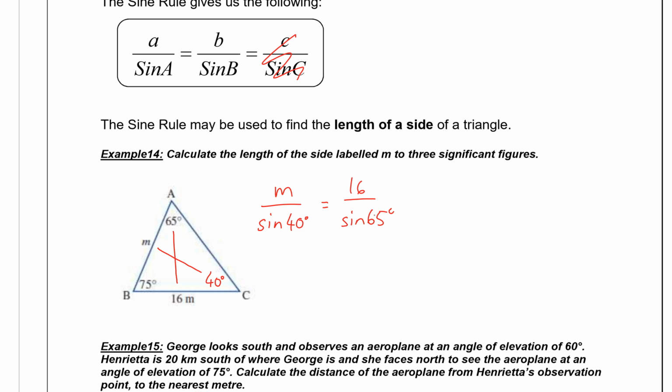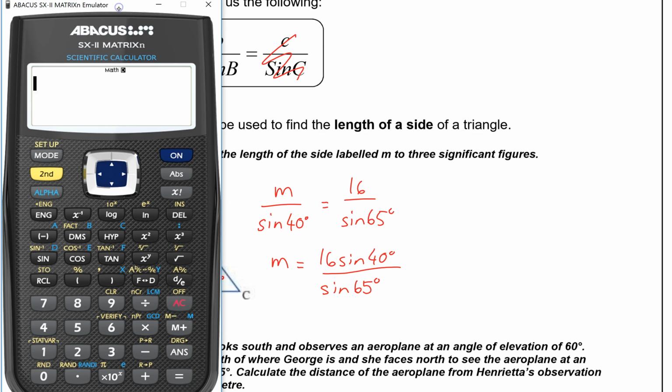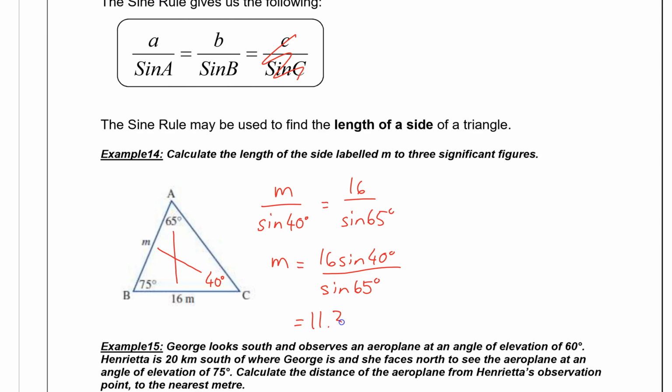And I rearrange this a little bit, multiply both sides by the sine of 40, and I get m equals 16 sine 40 over sine 65 degrees. The calculator comes out. Watch how I type this in, because there is some tricky syntax with the calculator. Sometimes it tries to do something that doesn't make a lot of sense. 16 times sine 40 equals, that's what I would do, and then divided by the sine of 65 equals 11.3, three significant figures. 11.3 meters, three significant figures.